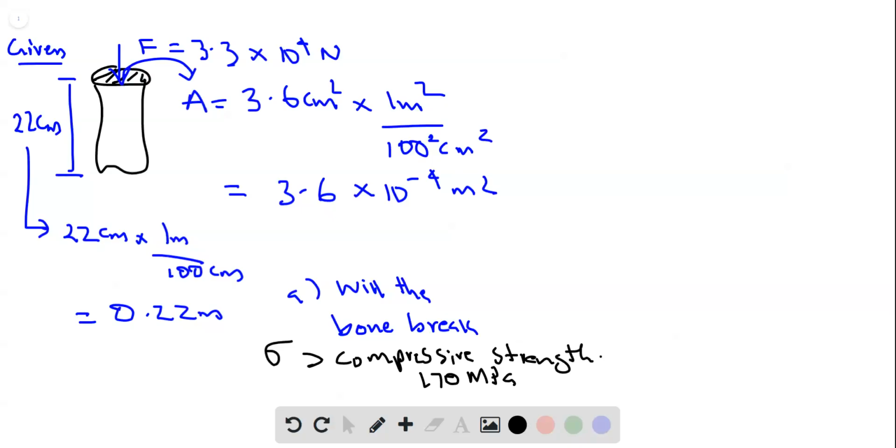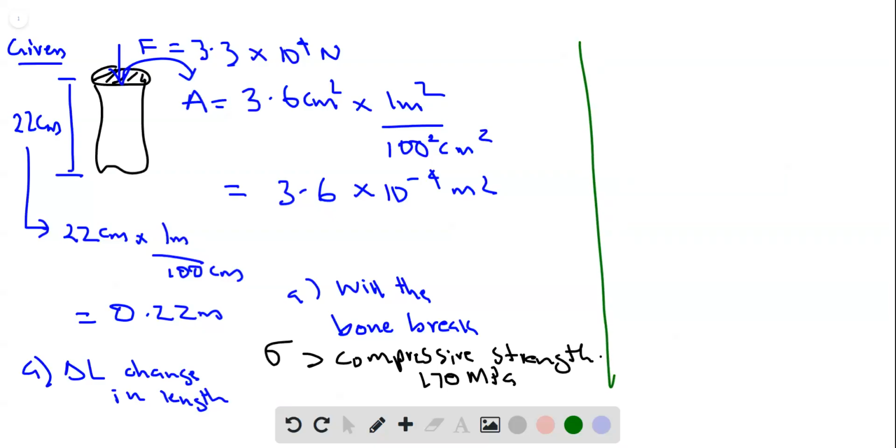The second thing we're looking for in the problem is that if the bone does not break, what's the change in length that we have if the bone does not break?